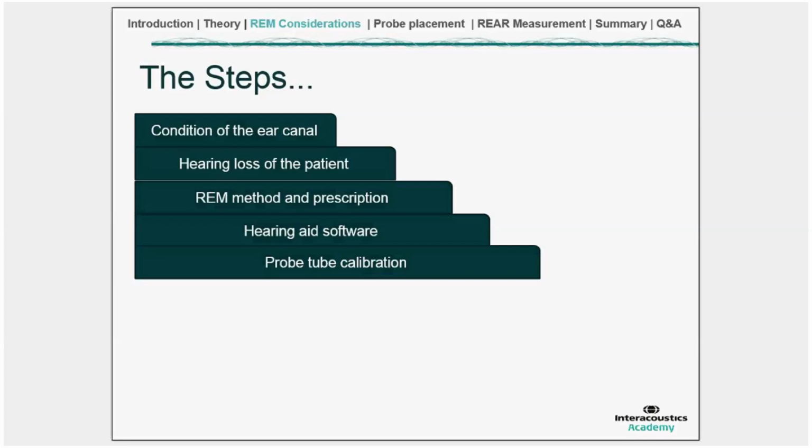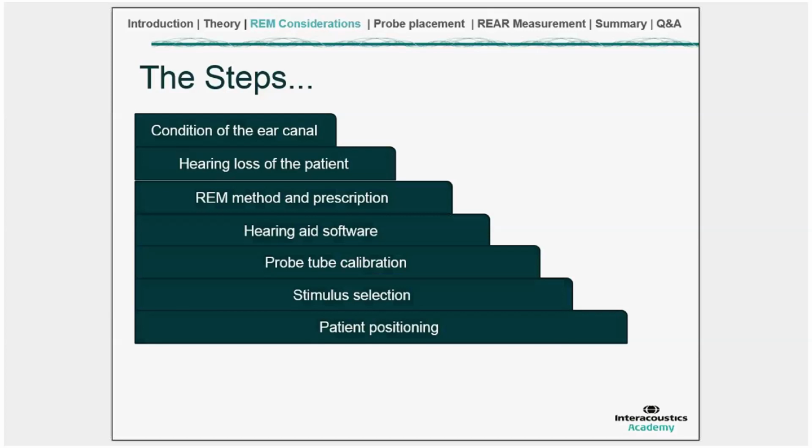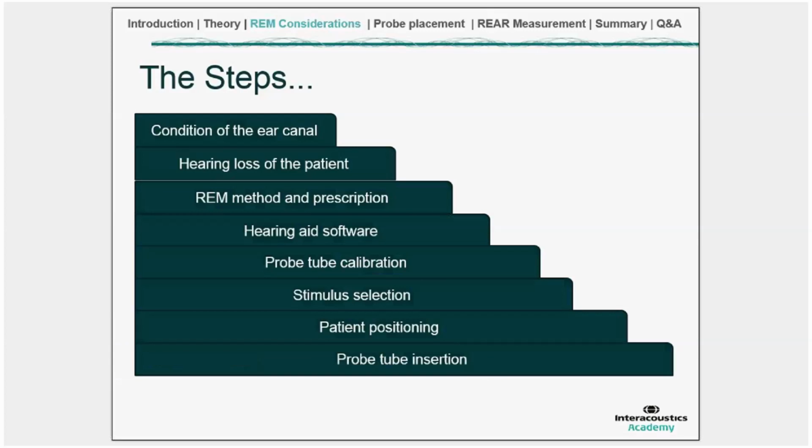Each probe tube which goes into the ear has its own frequency response which we need to remove and take into account. So probe tube calibration is an important thing before doing the real ear measurement. We then need to choose the stimulus which is going to come out of the loudspeaker. We need to get the patient into position, and then we need to fit the probe tube into the ear.